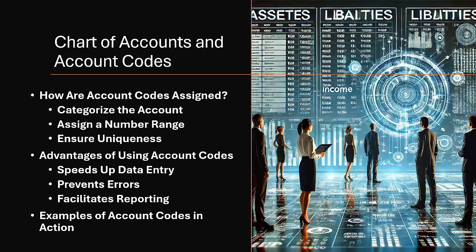Example 2. Paying rent. The florist pays $1,000 for rent. The transaction would involve rent expense account, code 5010. This is debited because expenses have increased. Cash account, code 1010. This is credited because cash has decreased.